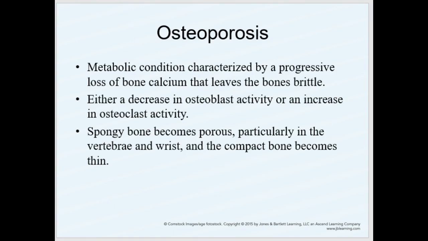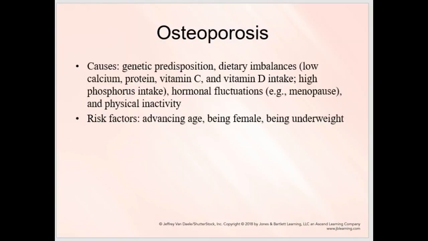So there's a decrease in osteoblast activity. It's not going to deposit as much of the bone as we need. Or there's an increase in the osteoclast activity. Don't forget that happens in females as we lose estrogen. Osteoclast activity becomes increased. So that spongy bone becomes more porous, and the compact bone becomes thinner. So it could be genetic, could be dietary, and we know all those. Could be hormonal, could be the loss of the estrogen that we spoke about previously.